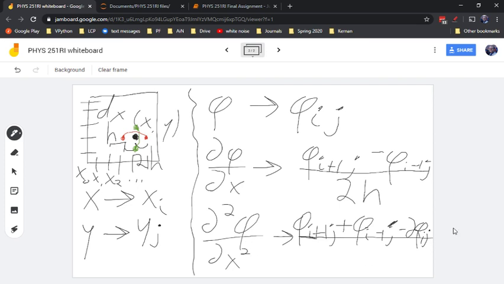I need units of length squared on the bottom, so this is going to get divided by h squared. And then again, to get the second derivative of phi with respect to y, you just do the same thing, but you're changing j instead of i, right? So let's try that out with Laplace's equation.